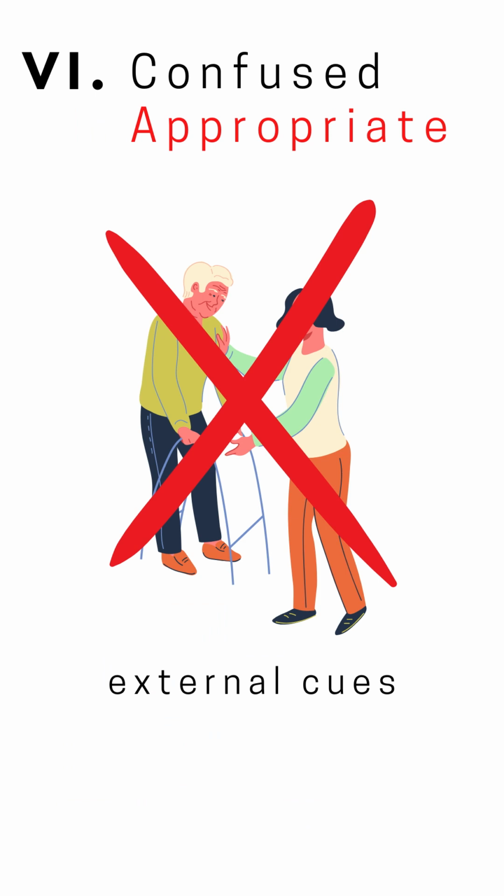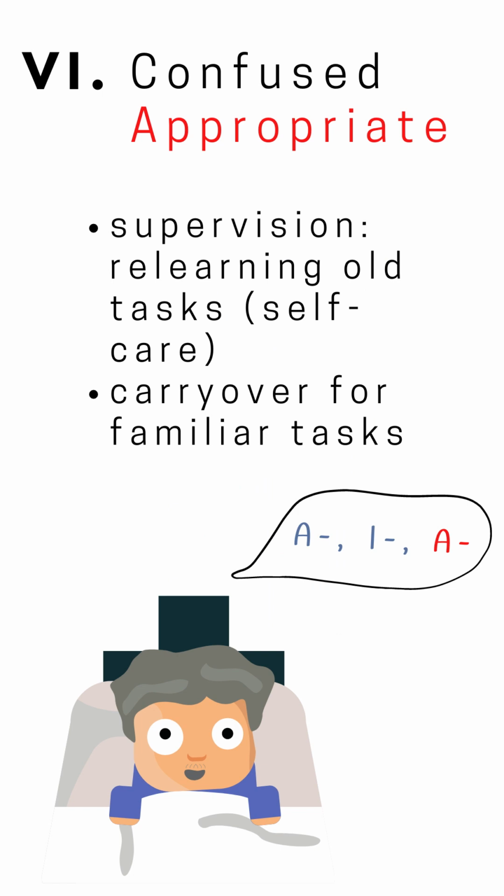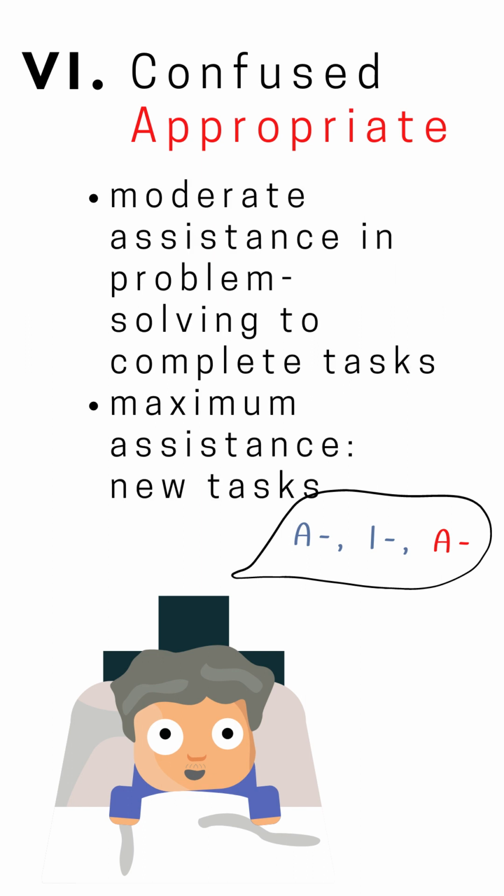If Level 5 was heavy on cueing, in Level 6 it is moderate assistance to supervision, depending on the task. At this level, patients need supervision while relearning old tasks like self-care. They demonstrate carryover of skills for relearned familiar tasks, require moderate assistance to problem solve and overcome barriers to complete them. When learning new things, they need maximum supervision, albeit they cannot retain nor apply their new learnings.